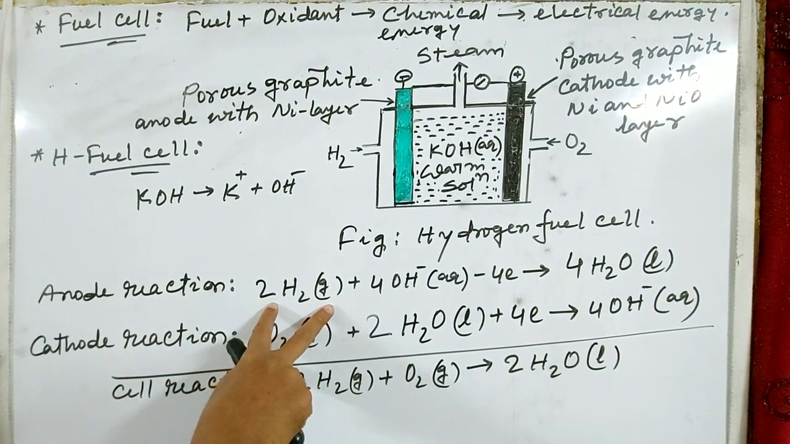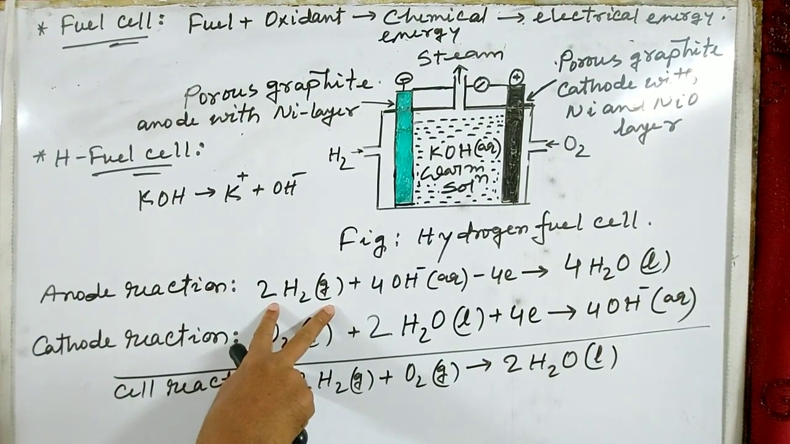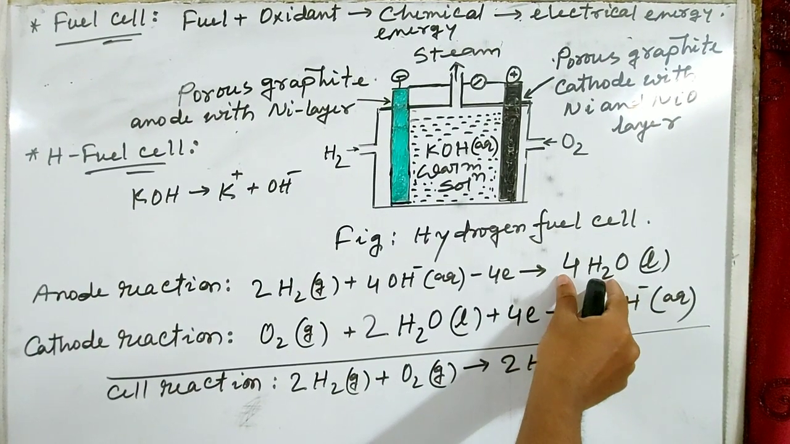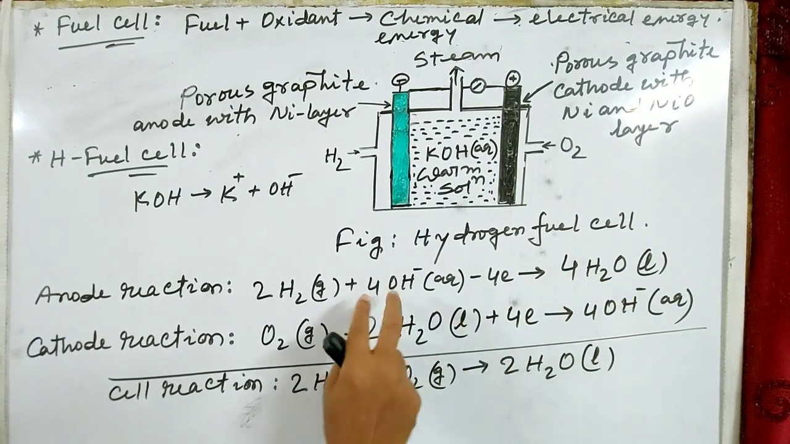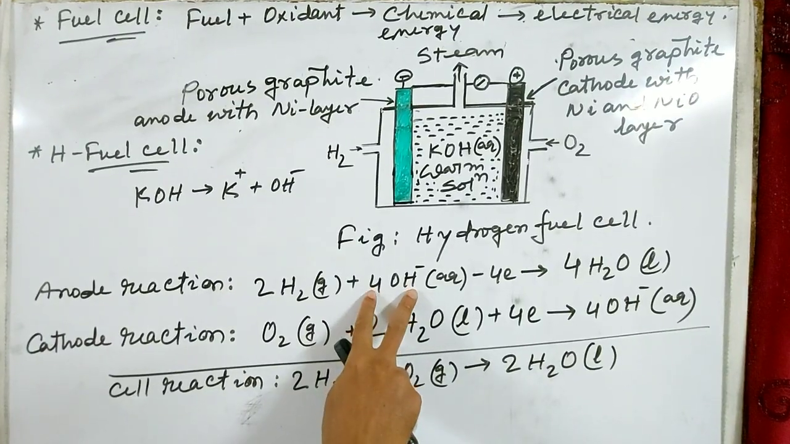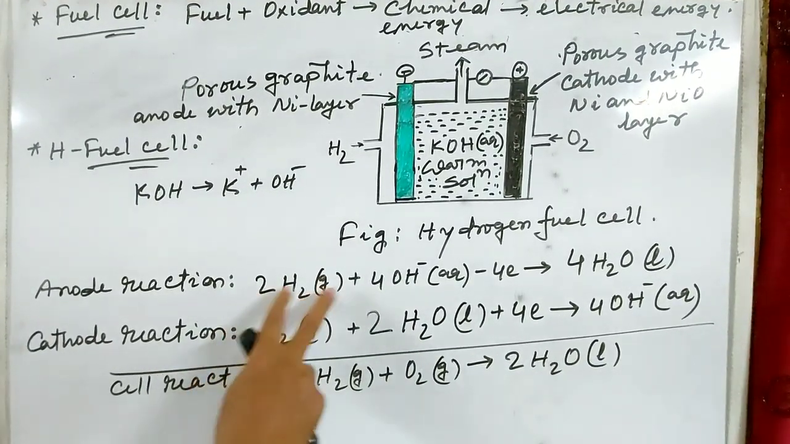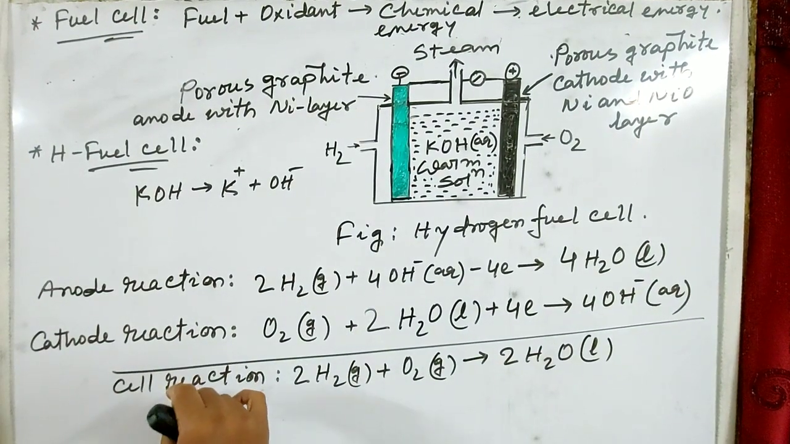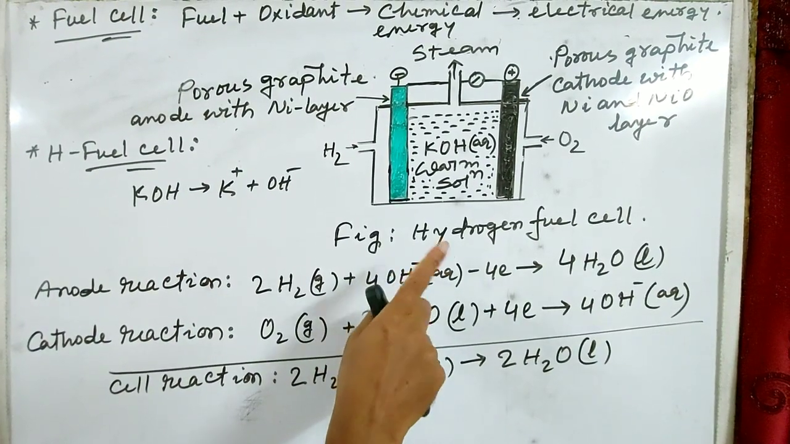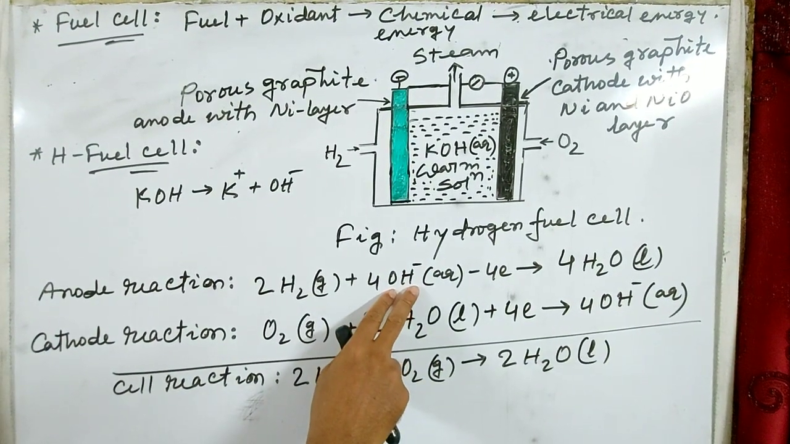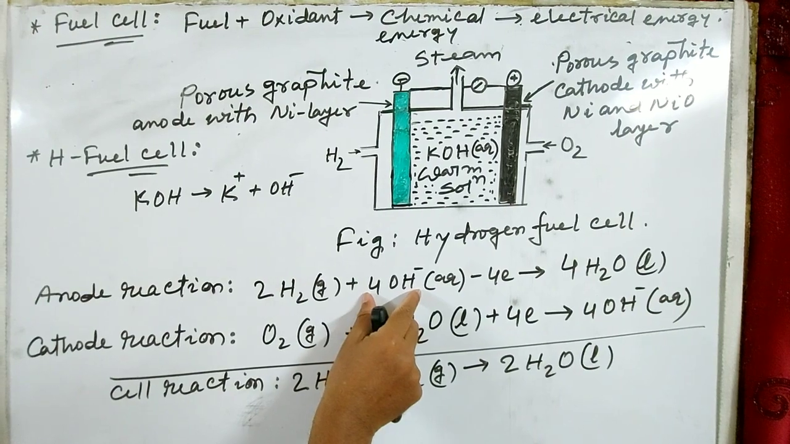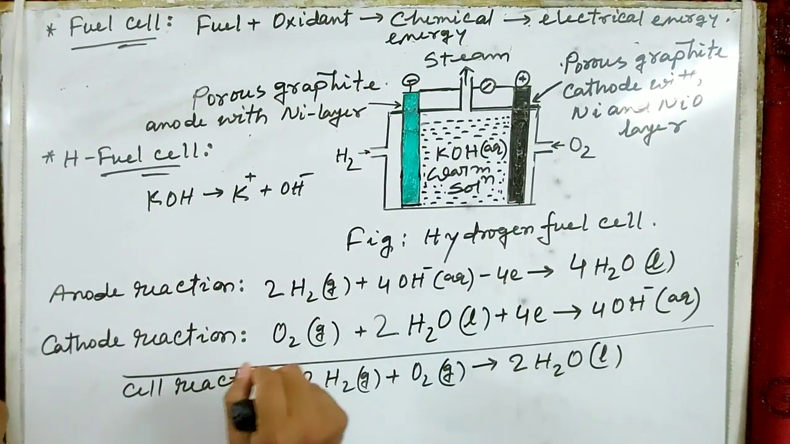Then I have to balance the anode reaction. To make it balance, I have to put 4 here, and there are 8 hydrogen atoms at the right side. That's why I should give 4 hydrogen atoms here, and 2 into 2 is 4, total 4 plus 4, 8 hydrogen atoms at the left side of the anode reaction. And a hydroxide ion contains one negative charge. That's why one hydroxide ion releases one electron, so 4 hydroxide ions release 4 electrons.